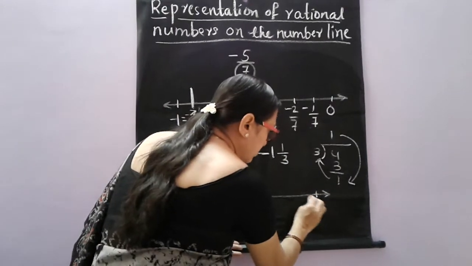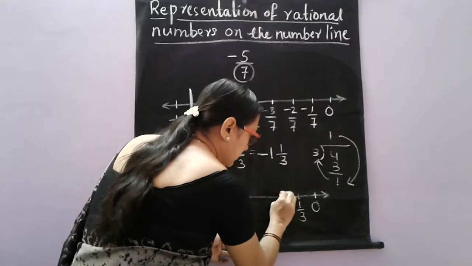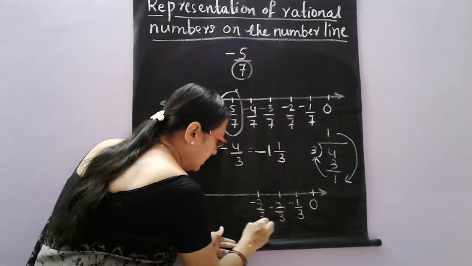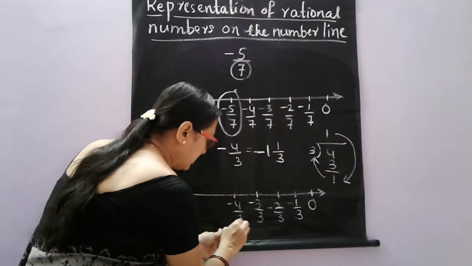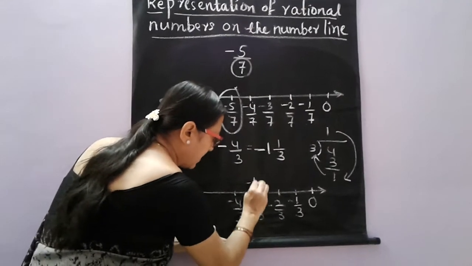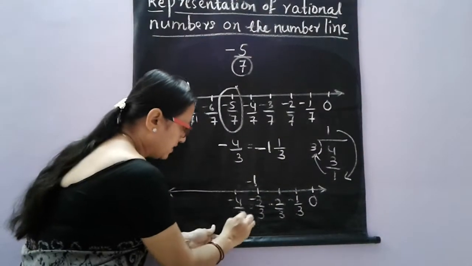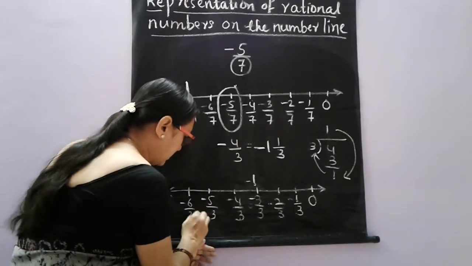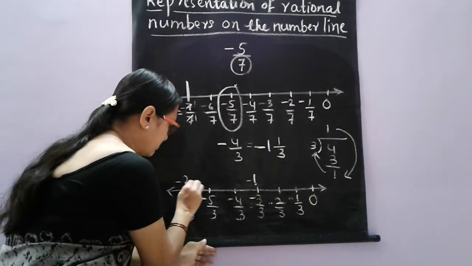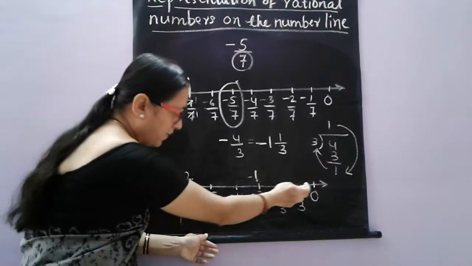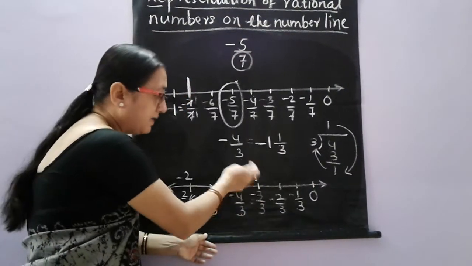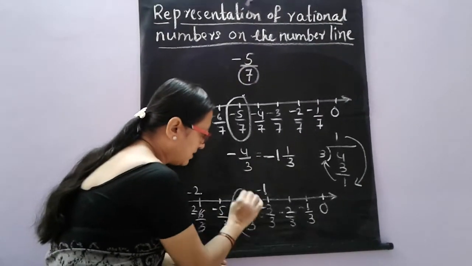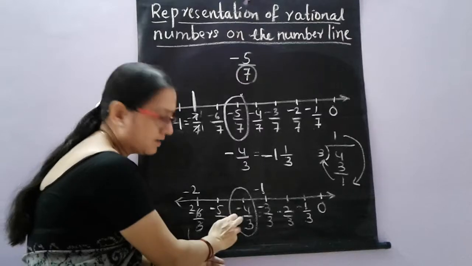So starting from 0, this is minus 1 by 3, minus 2 by 3, minus 3 by 3, minus 4 by 3. Minus 3 by 3 is nothing but minus 1 here. Okay, minus 4 by 3, minus 5 by 3, and minus 6 by 3 is again 3 twos are 6, this is minus 2. Okay, so we require one complete section, then one more part of the next section here. So minus 4 by 3 lies here.